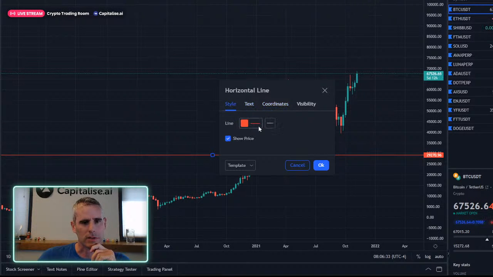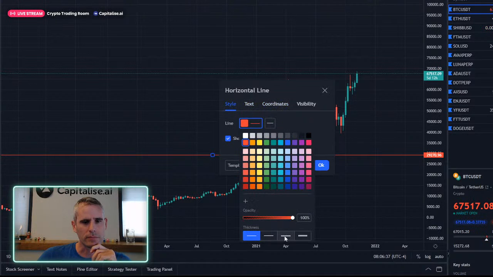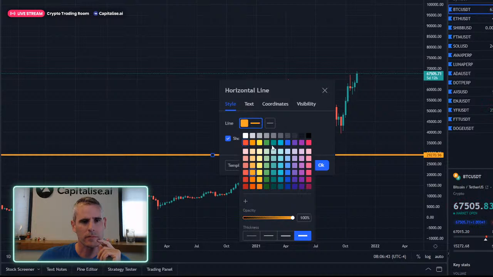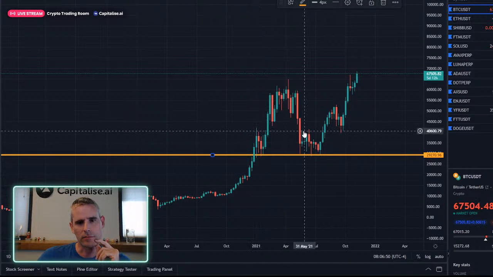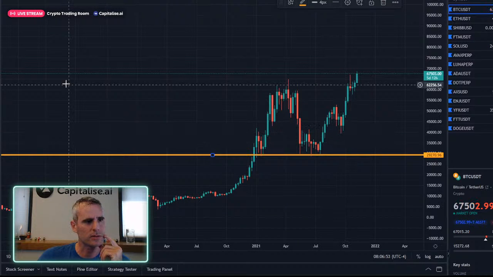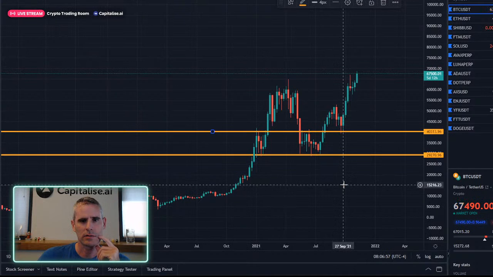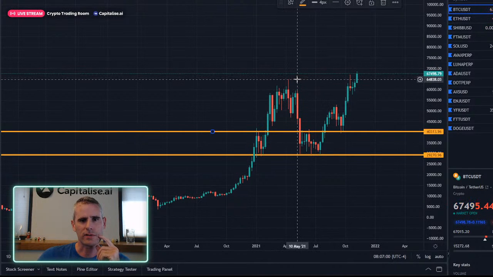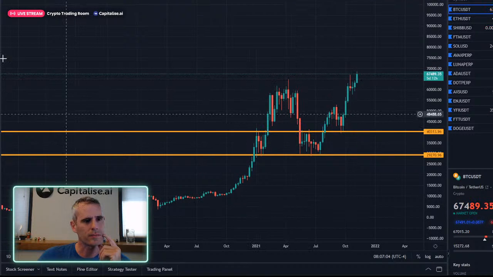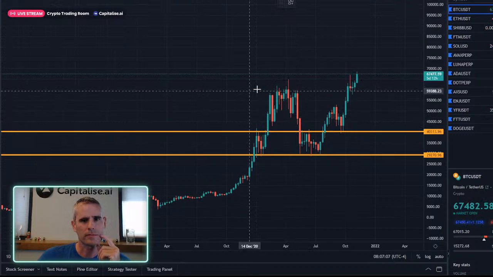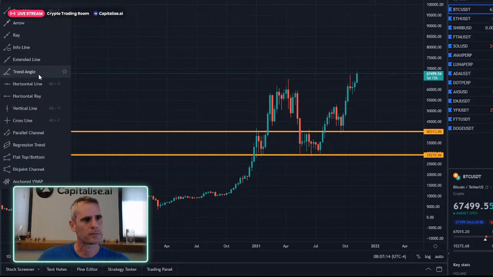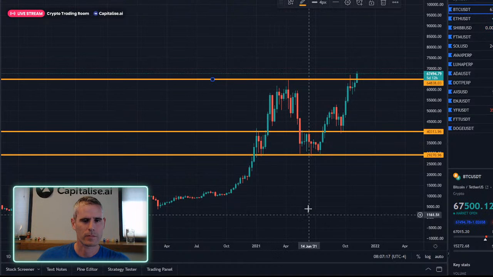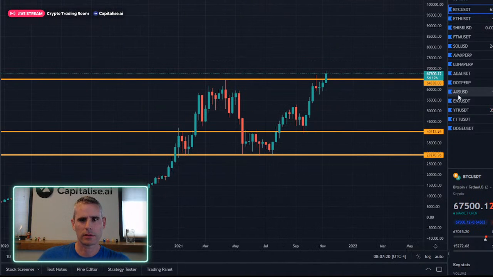Let's change that line, make it wider because we're looking at the longer time frame. And there was a resistance here that turned into support here, and then turned into resistance again. So I'll put another line here, and the obvious resistance here that we've just broken. Let's put another horizontal line here. So this is Bitcoin from a weekly time frame perspective.